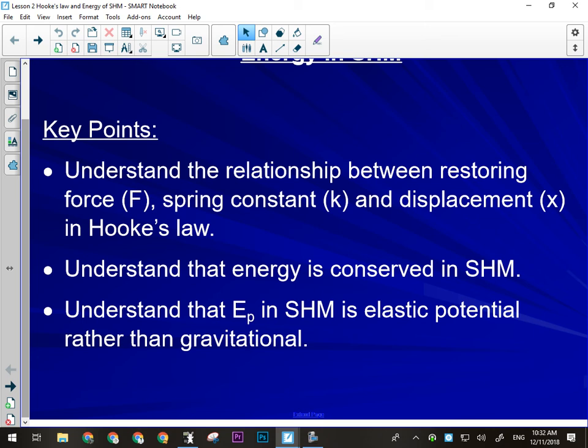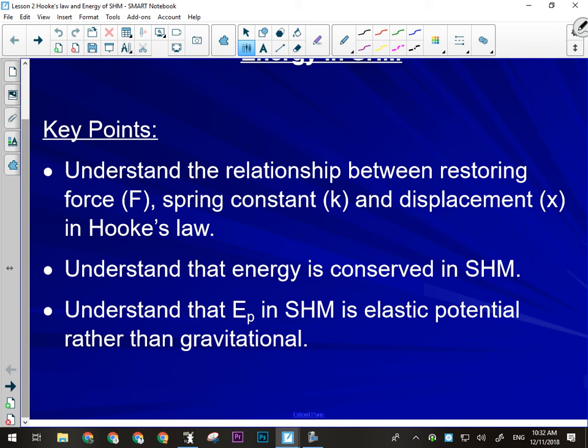Here's the weird thing, guys. In this unit, displacement is represented with x, not d with the arrow over top. The reason for that is this. In this unit, displacement is always measured from equilibrium. It's not measured from point A to point B. It's always measured from equilibrium. So we use x for that. Everyone with me on that?